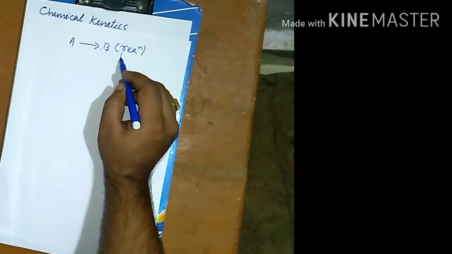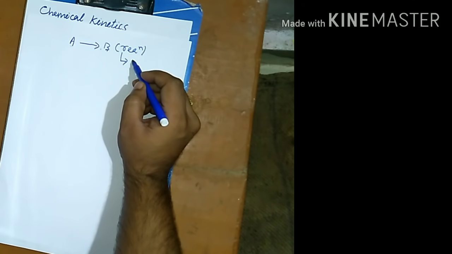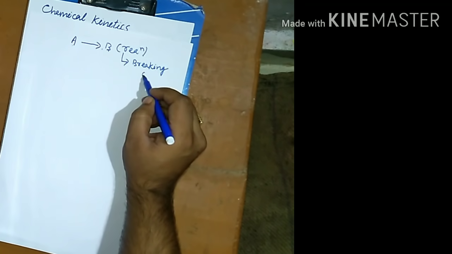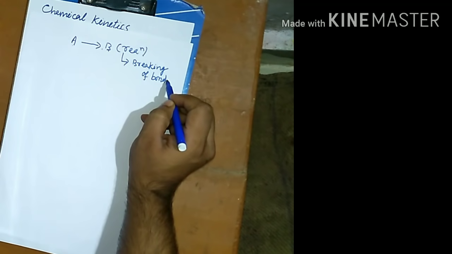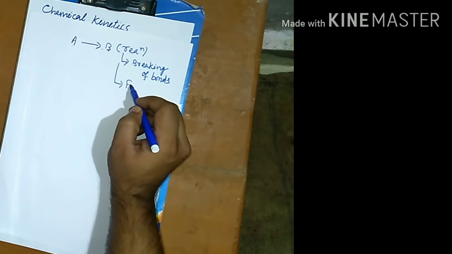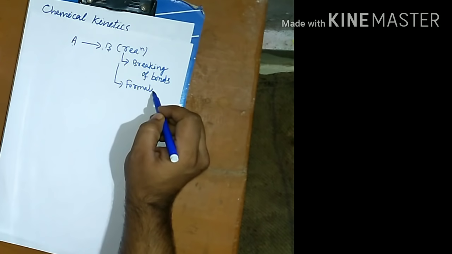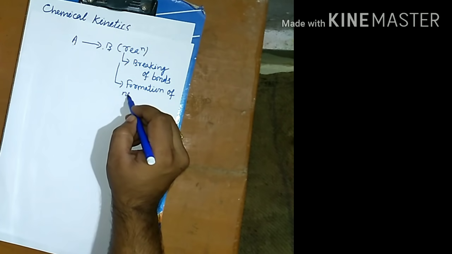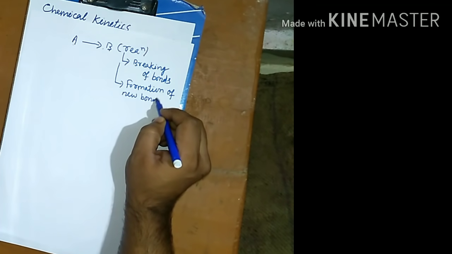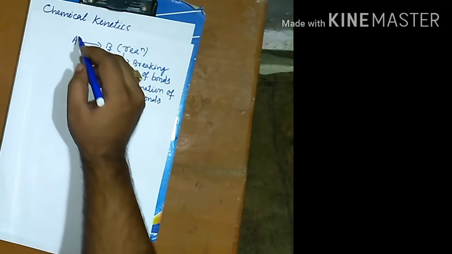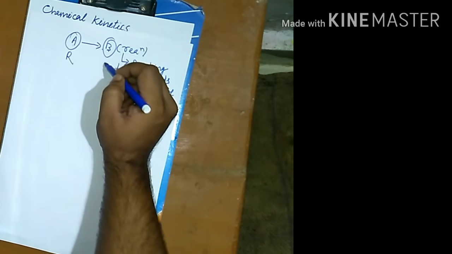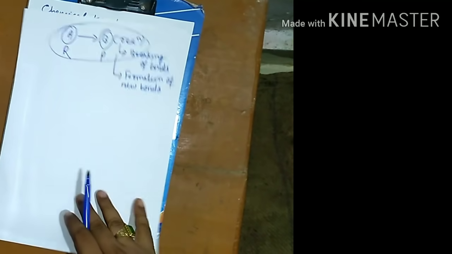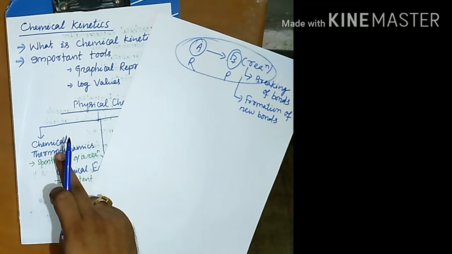And you know what is a reaction? A reaction means it involves breaking of bonds, particularly in the reactant, breaking of bonds and formation of some new bonds. Remember, this is a very simple definition: breaking of old bond and formation of new bond. This is the very simple definition of a reaction, that this is called the reactant and this is called the product. Now, whether this reaction is feasible or not, that is taught in your chemical thermodynamics.